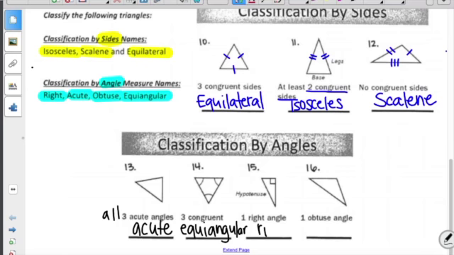You can only have 1 right angle in a triangle. And then the last one is it has 1 obtuse angle, so that's more than 90 degrees. And that would be an obtuse triangle. And you can tell this angle right here is more than 90. 90 would be straight up and down, and this one you can tell goes a little bit farther to the right there. So that's more than 90, so that's obtuse.